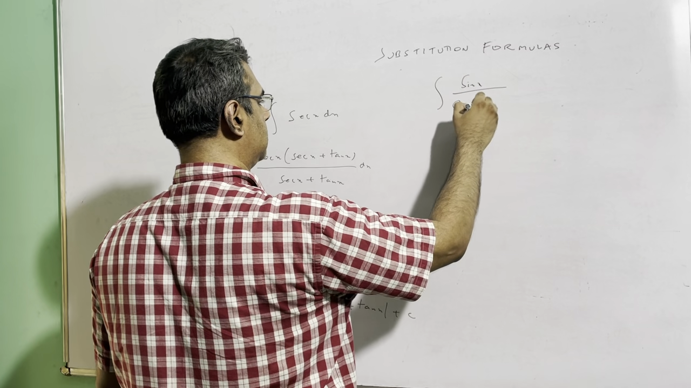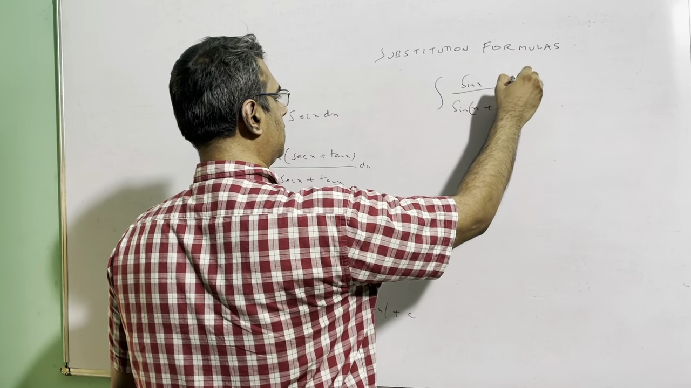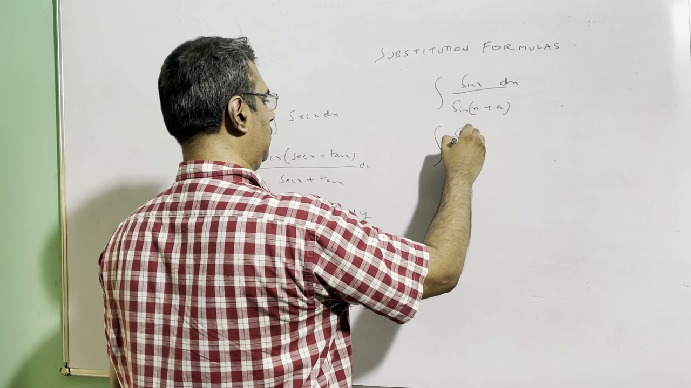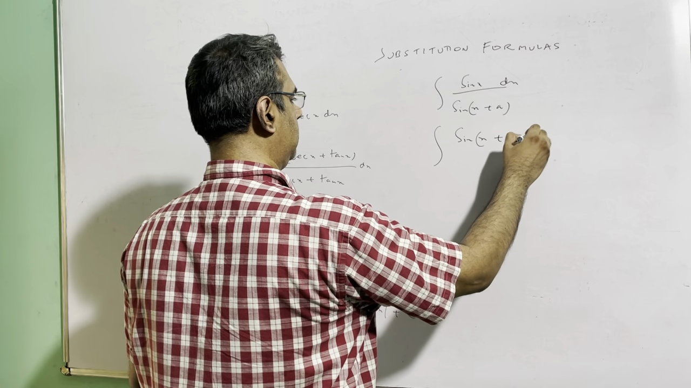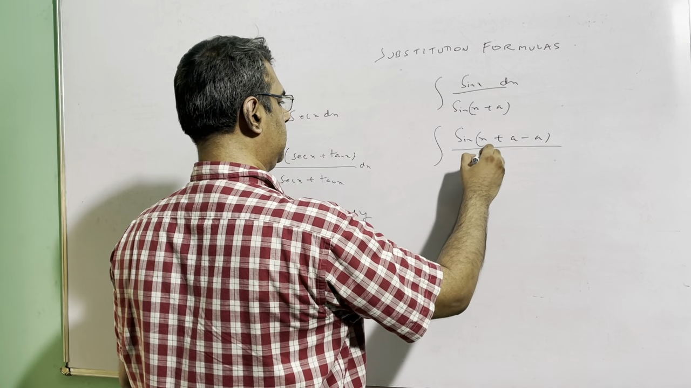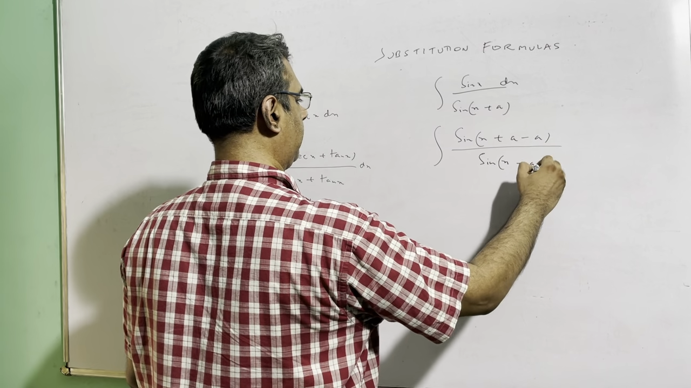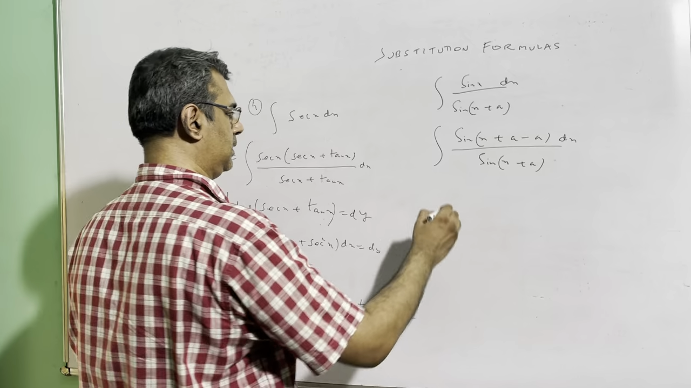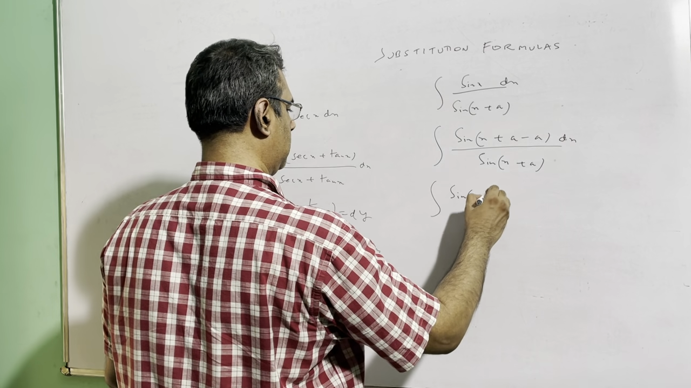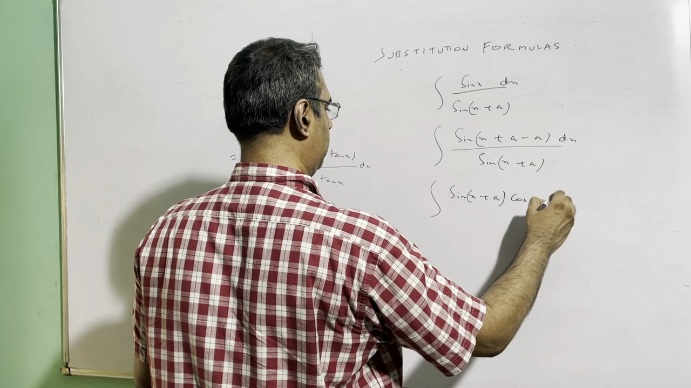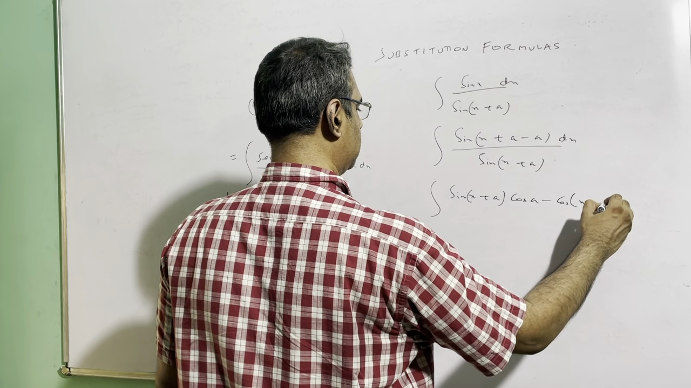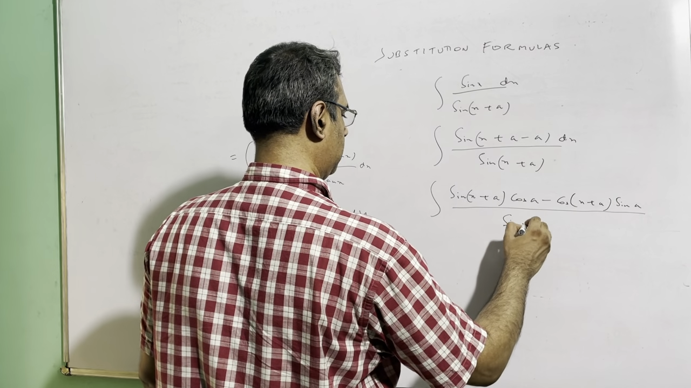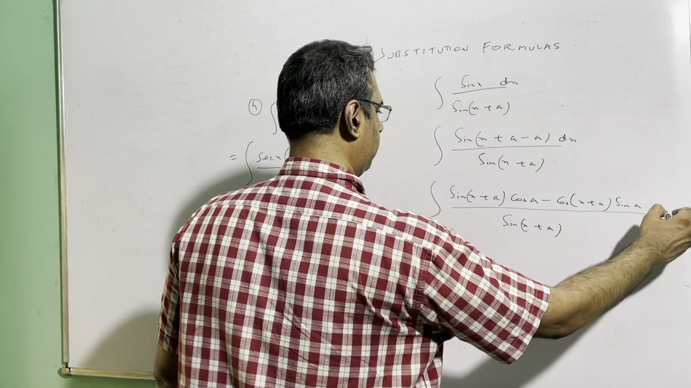Suppose you have a sum like this, integration sin x by sin x plus a dx. So here what you do is the numerator, you write it as x plus a minus a. So instead of writing sin x, you write sin x plus a minus a. So this will become sin x plus a into cos a minus cos x plus a into sin a divided by sin x plus a. Okay.